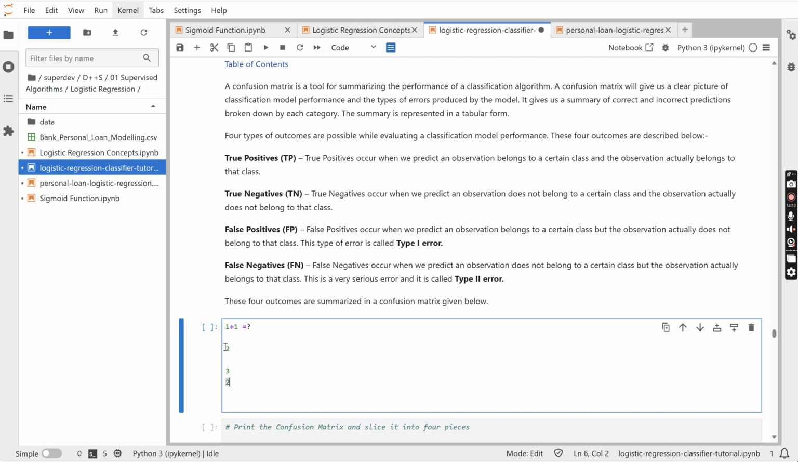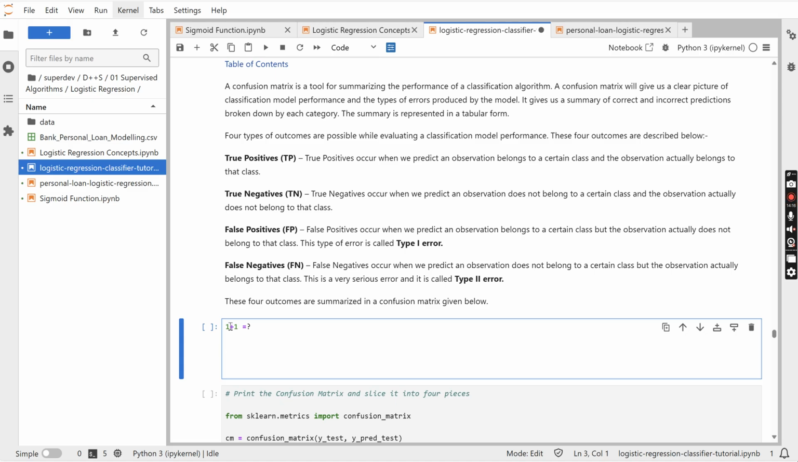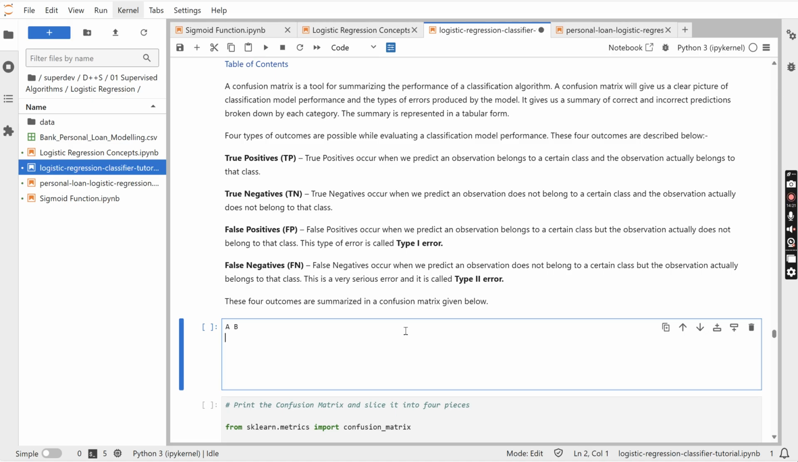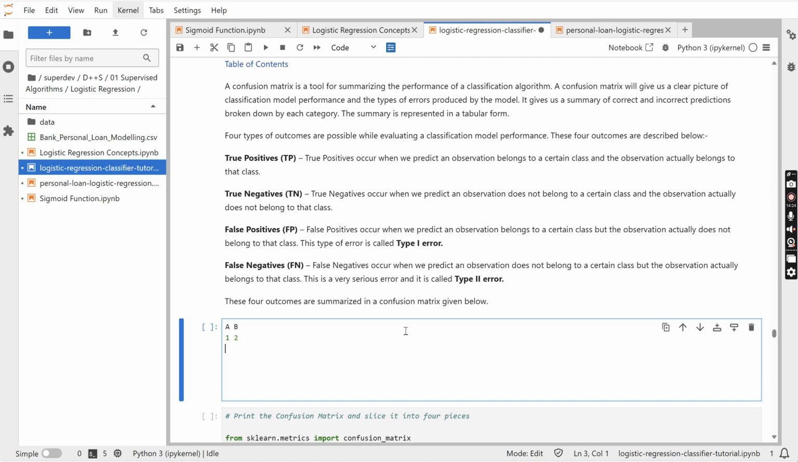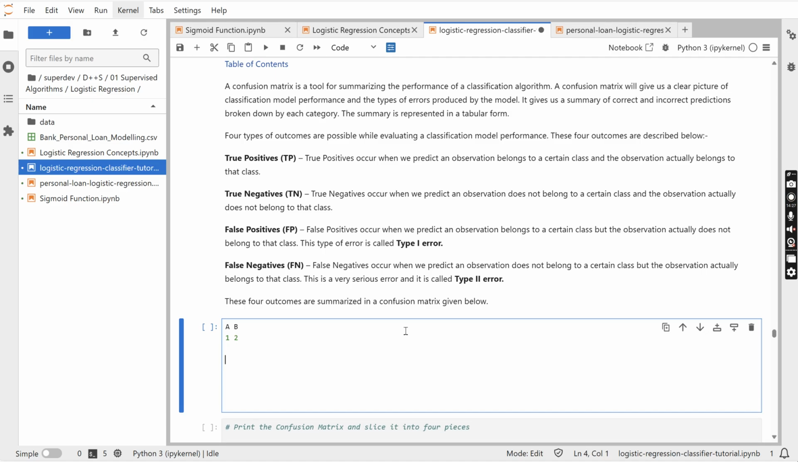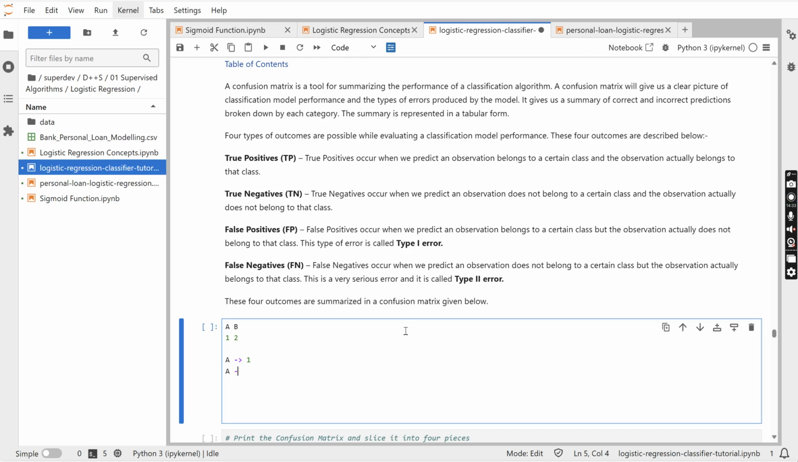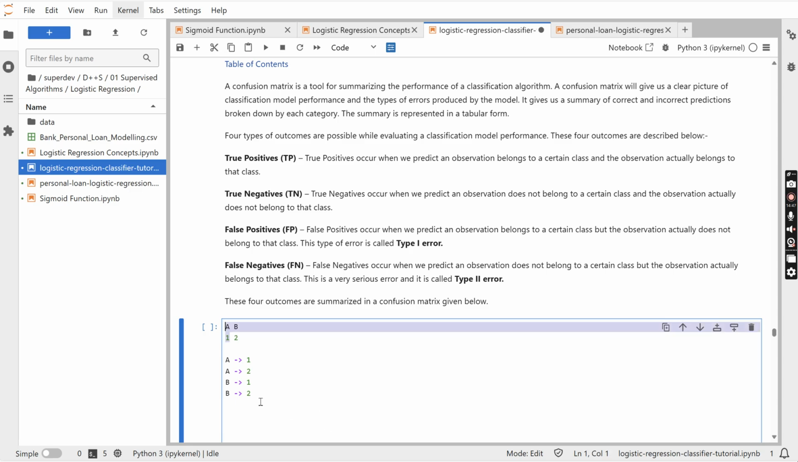Now for true positive, let's modify the question a little bit. Instead of 1 plus 1, let's say A and B were there. A value was supposed to be 1 and B value was supposed to be 2. How many times has the model identified A as 1? How many times has it identified A as 2? How many times has it identified B as 1? And how many times B as 2? So how many times A was correctly predicted and how many times B was correctly predicted will constitute true positive and true negative.